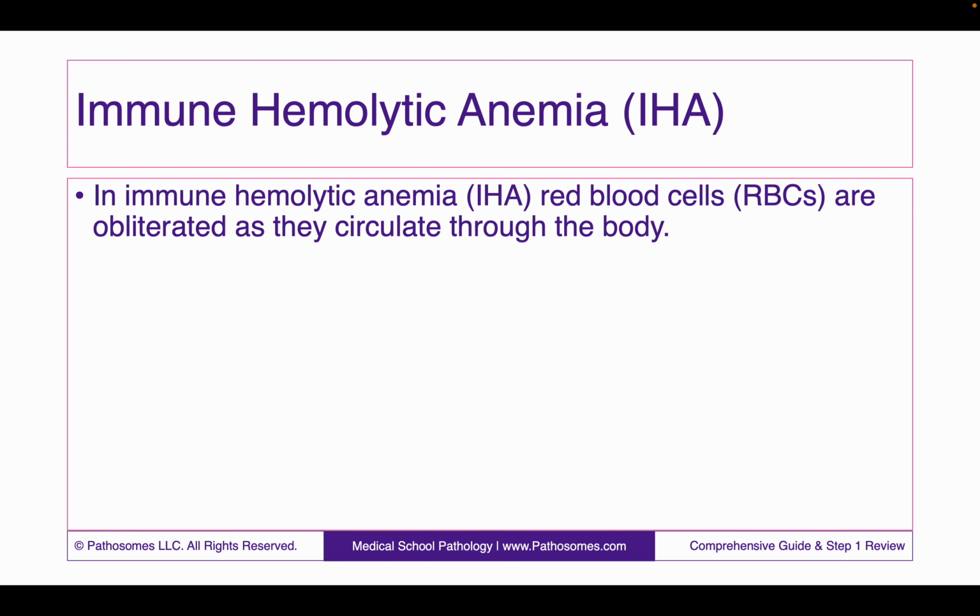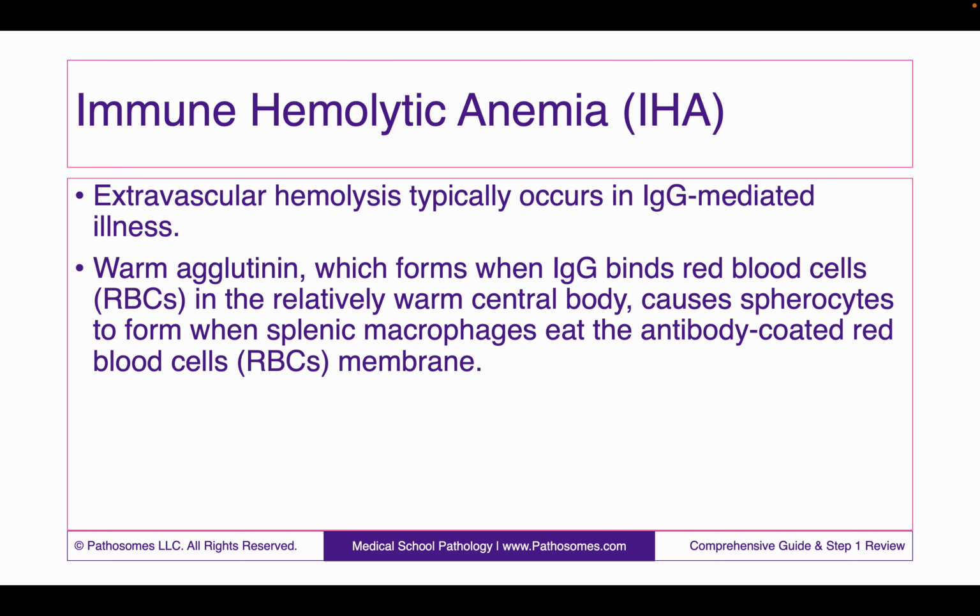Let's move on to immune hemolytic anemia. In immune hemolytic anemia, red blood cells are obliterated as they circulate through the body. Extravascular hemolysis typically occurs in IgG-mediated illness. Warm agglutinin, which forms when IgG binds red blood cells in the relatively warm central body, causes spherocytes to form when splenic macrophages eat the antibody-coated red blood cell membrane.